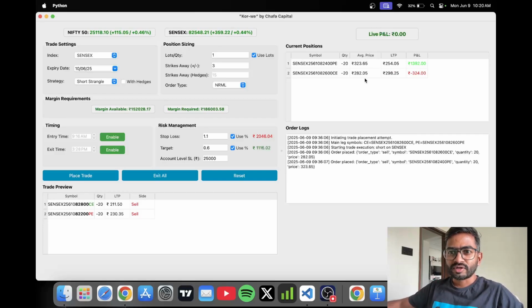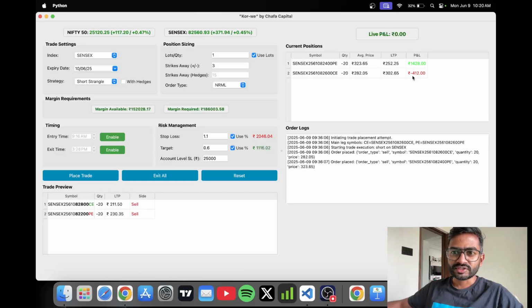So you can see now I have already entered the trade, and the entry I have taken is strangle 80 to 600 and 80 to 400. So this is a live trade. Here you can see the trade is actually happening. This part is not working now. I'm working on it, but I'll show you the actual trade as well.